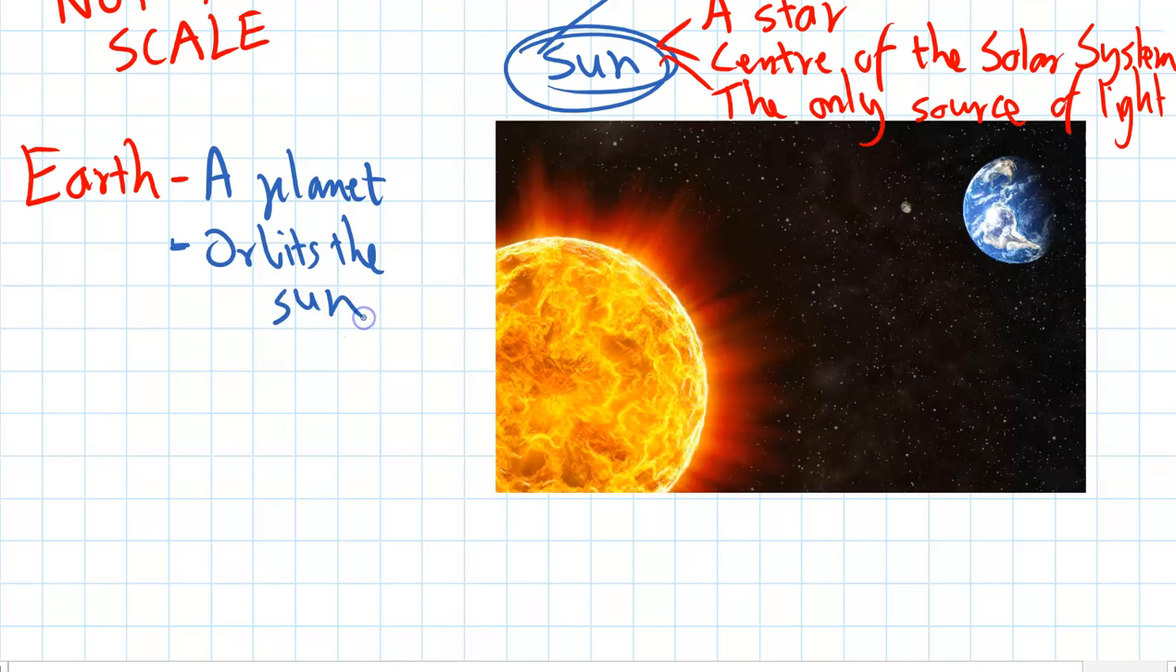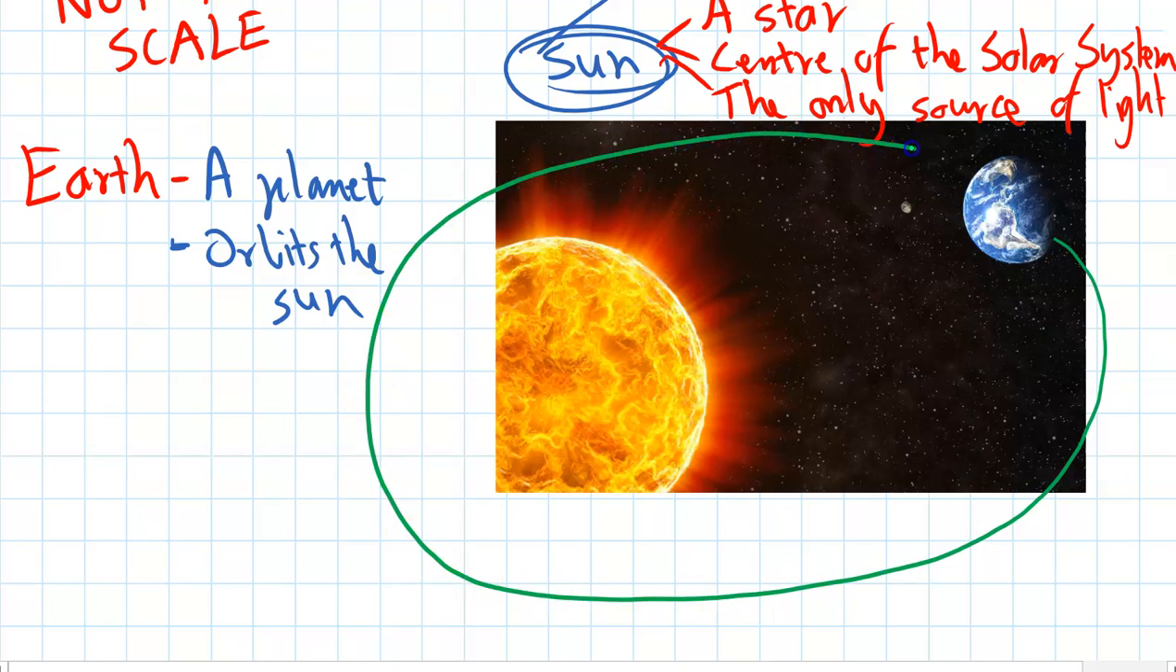So remember, an orbit is where an object follows a circular or an oval-shaped path all the way around an object. So the Earth orbits the Sun. Our orbit is almost circular, but just a little bit oval-shaped. And then the Moon orbits Earth.